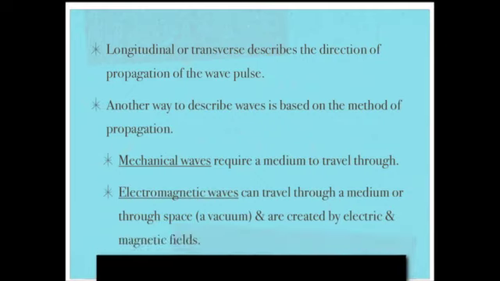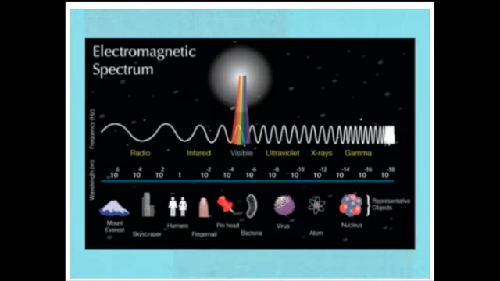Electromagnetic waves are created by electric and magnetic fields. You should have a copy of this diagram of the electromagnetic spectrum. Affix it into your composition book now. Notice what types of things are considered electromagnetic waves. We have radio waves, infrared waves, visible light, ultraviolet light, X-rays, and gamma rays. Those are all types of electromagnetic waves.